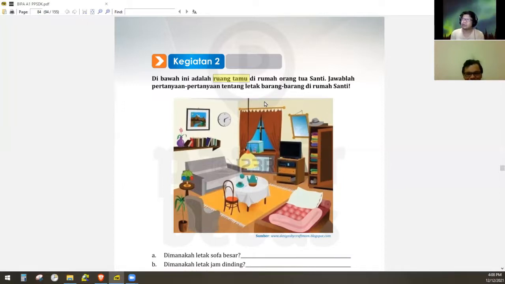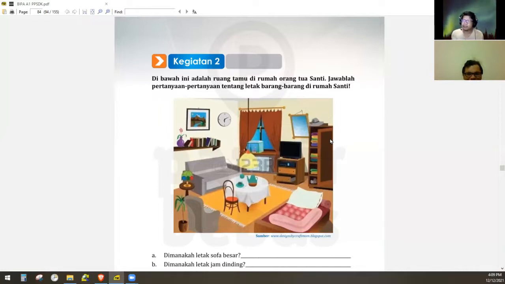Okay, so this is ruang tamu di rumah orang tua Santi. So at or in Santi's parents' house. So this is the living room. Jawablah pertanyaan-pertanyaan tentang letak barang-barang di rumah Santi. So answer the questions about the location of things in, not di rumah Santi, right? Di rumah orang tua Santi. So this is not Santi's house, but Santi's parents' house.